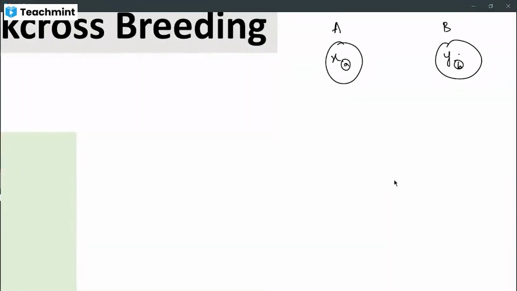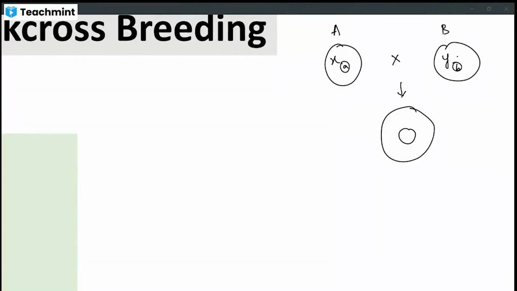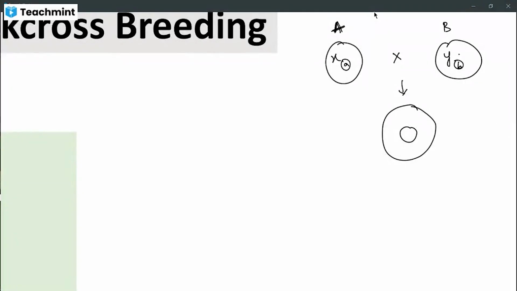Okay. So if you perform a cross between these two parents, tell me what will be the status of the cytoplasm. From where will the progeny get the cytoplasm? From A parent or B parent? A. Why A? Female parent. Yes, in a cross we will always write the female parent as the first one, so we will always get the cytoplasm from the female parent.